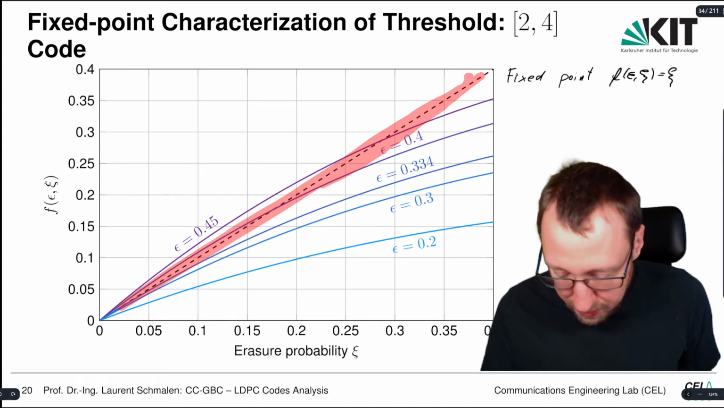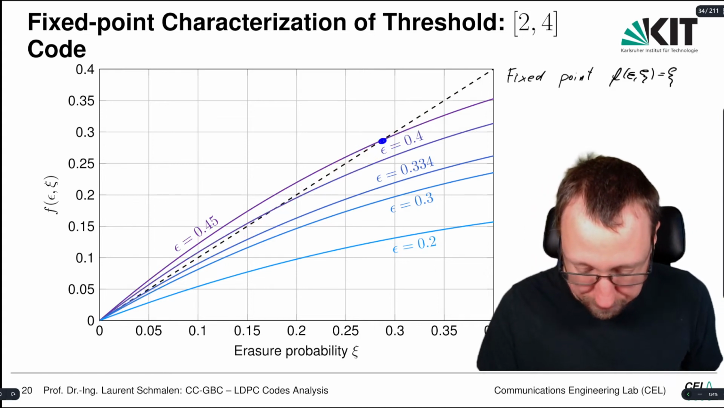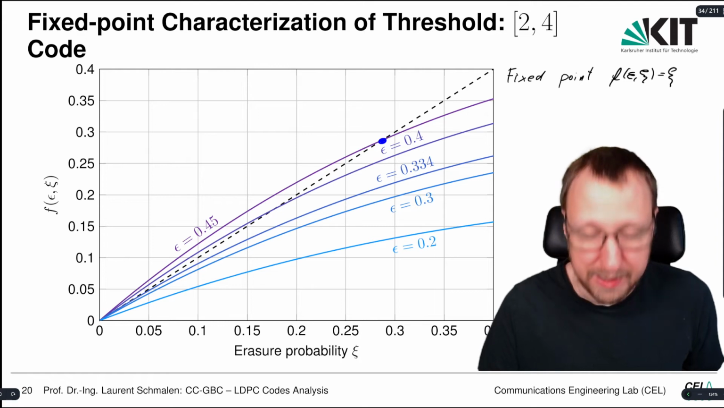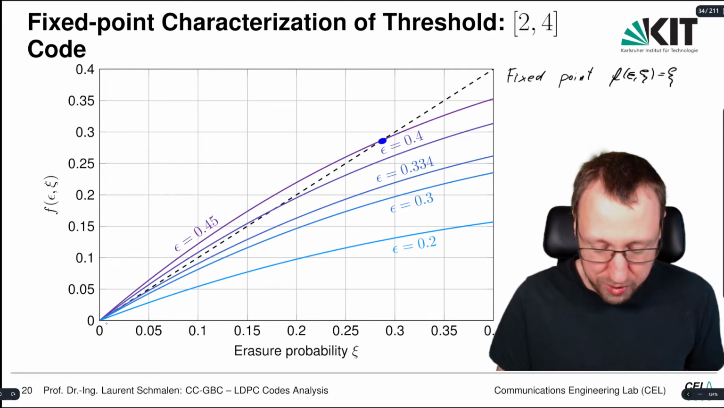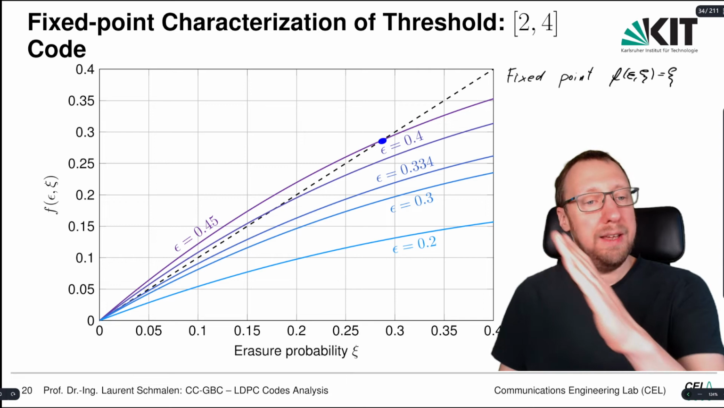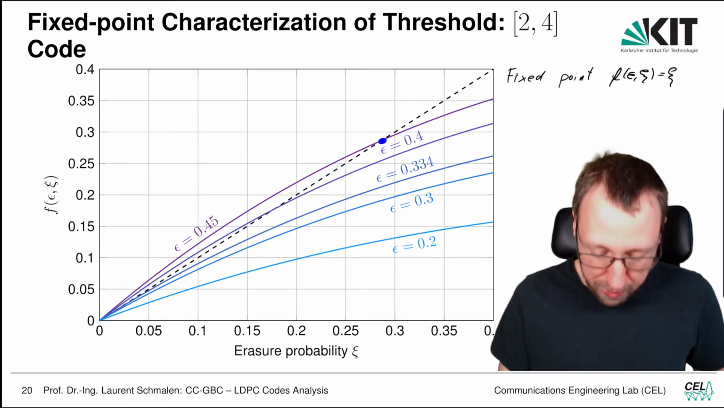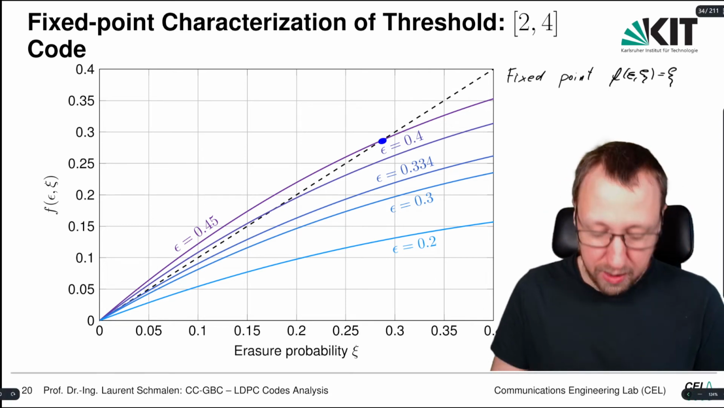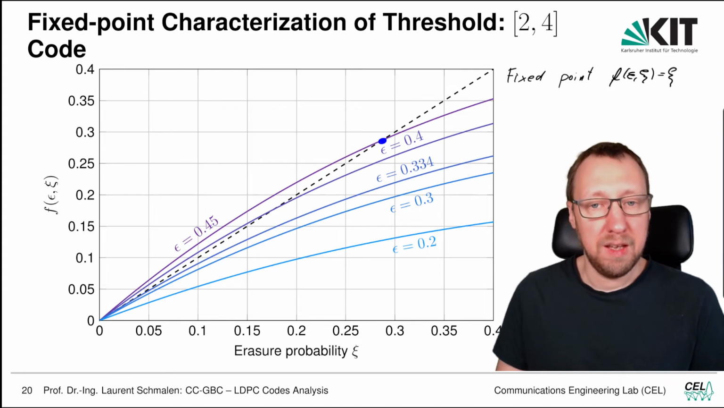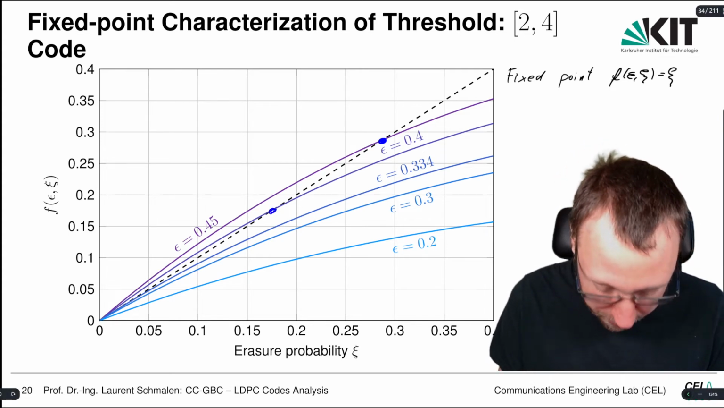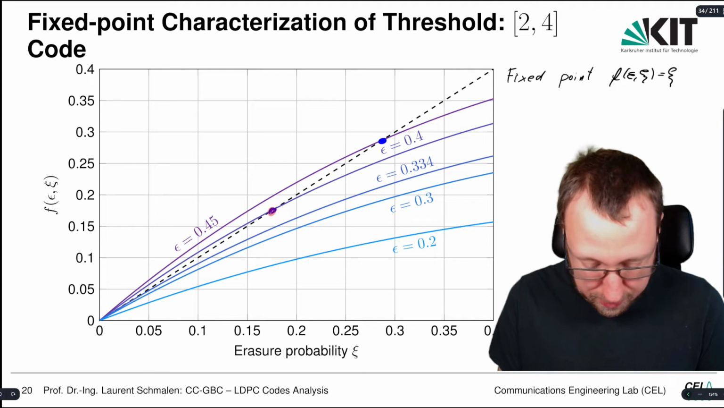For instance, here we have a fixed point. F of epsilon xi is equal to xi. This dashed line is just xi. So here we have a fixed point and decoding gets stuck.